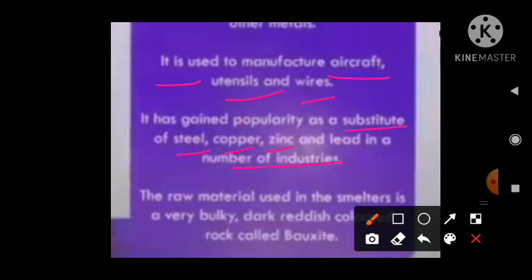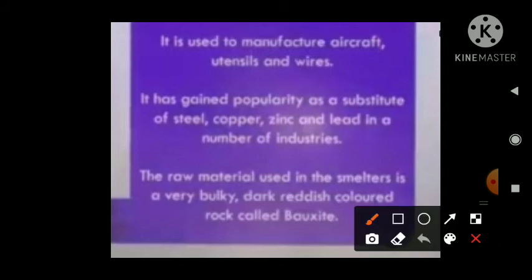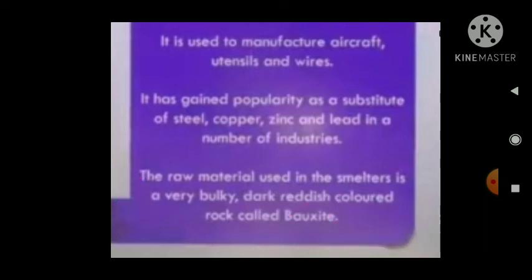If there is an insufficiency of any element, we can use aluminium metal. The raw material used in the smelters is a very bulky, dark reddish colored rock called bauxite. Just as iron is produced from iron ore, aluminium is produced from bauxite, which is its raw material.